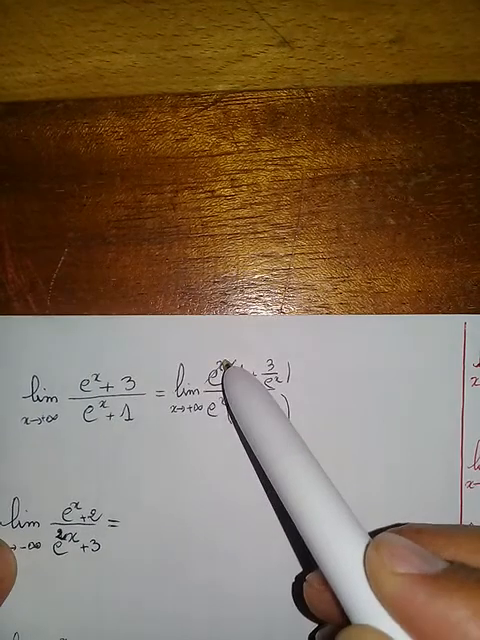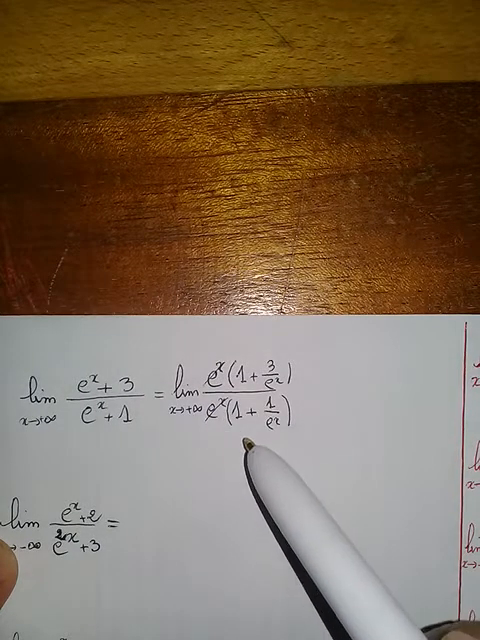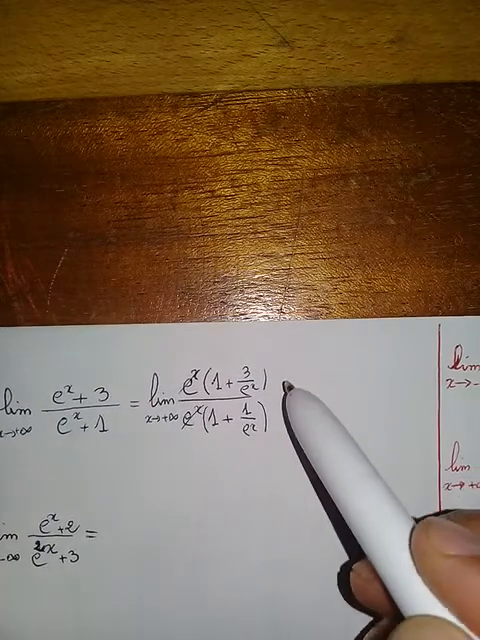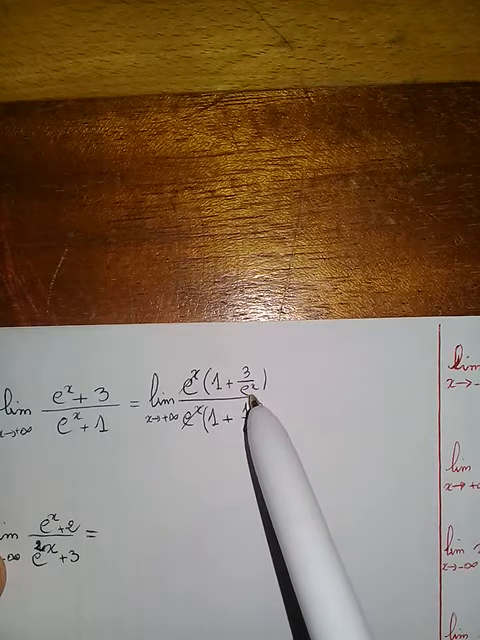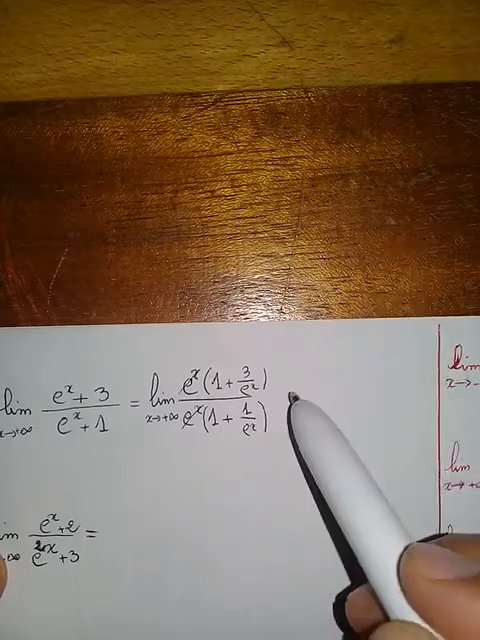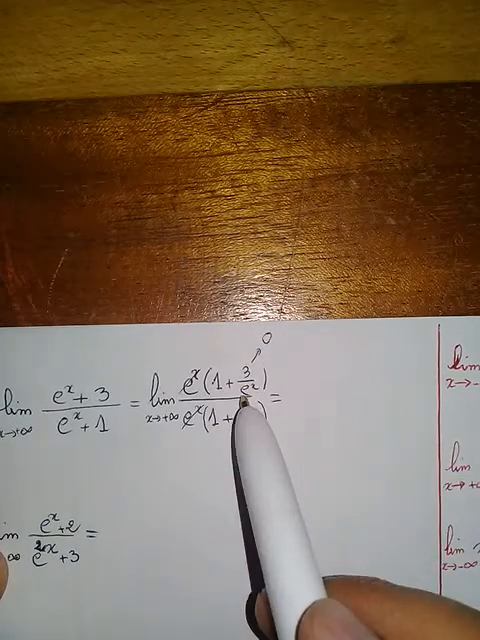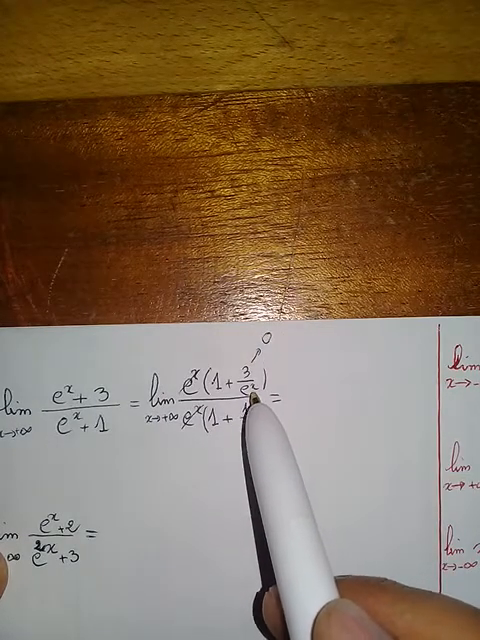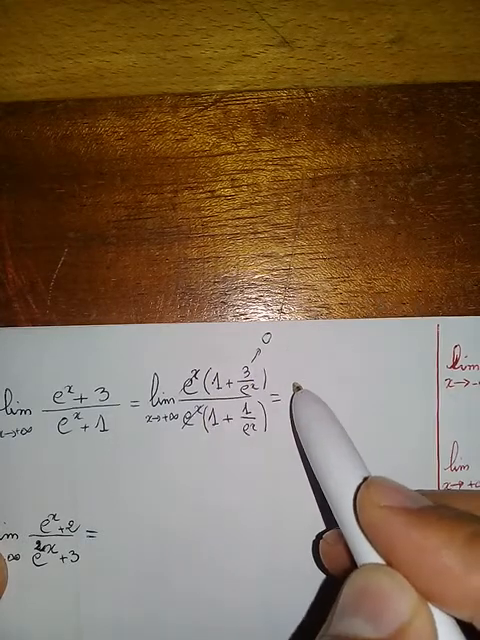So e to the x cancel out, and if we plug in positive infinity, this would be a 0 and this is 0. This is a 0, because e to the x at infinity is infinity, 3 over infinity is 0, and we're left with 1 over 1.